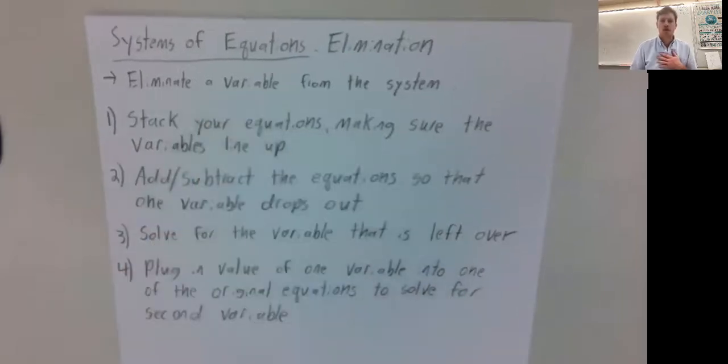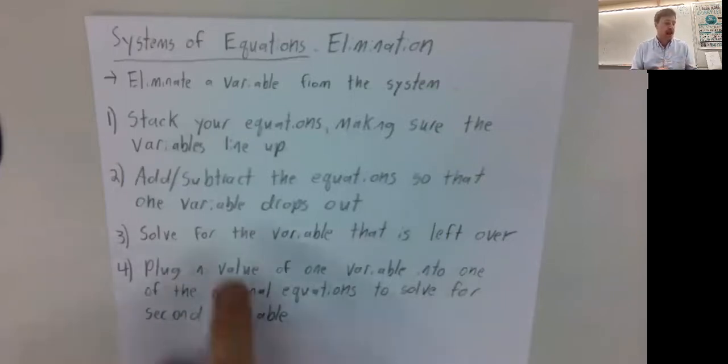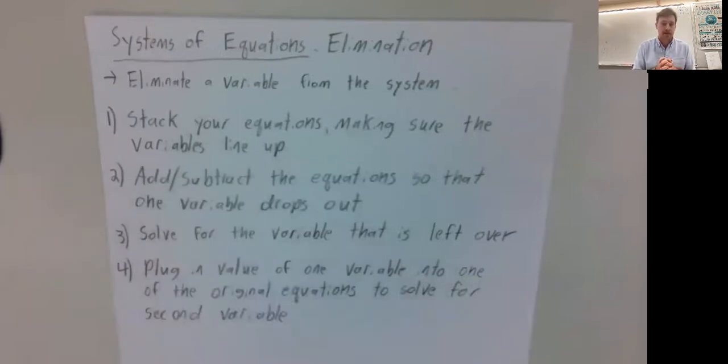In systems of equations elimination, the main idea is that we are eliminating a variable from the system. We're going to have a variable drop out by adding and subtracting. The first thing we want to do is stack your equations, making sure the variables line up. Number two, we add or subtract the equations so that one variable drops out. Then we solve for the variable that is left over. And lastly, just like with substitution, we plug the value of one of the variables into the original equation to solve for the second variable.